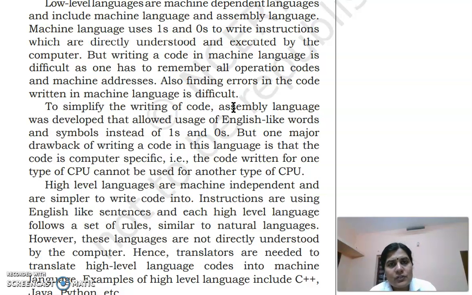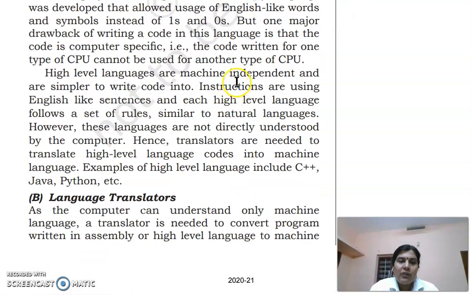It is fast because no language translators are needed. If we give an instruction, it will execute automatically, so compared to other languages, it is fast. To simplify the writing of code, assembly language was developed. In the old days, machine language was written by human beings and given to the computer, and the computer would work. But after that, it became very difficult, so assembly language was invented.